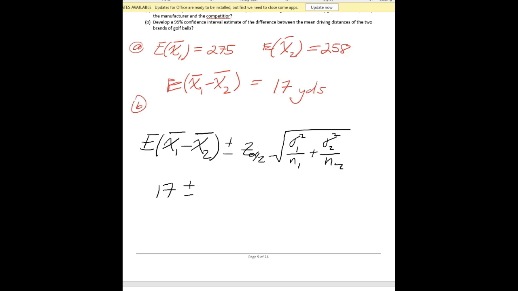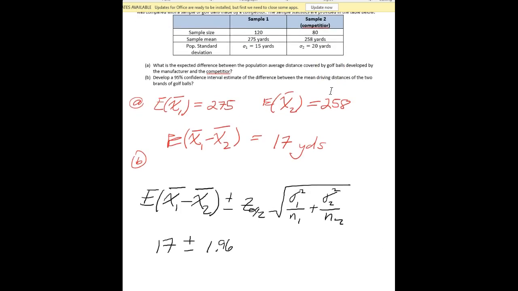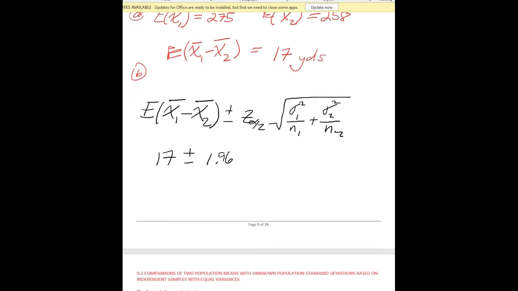If we're looking for a 95% confidence interval, this is one of those ones that we've memorized. So that's going to be 1.96 for our 95% confidence interval. And then we just go up for our information. So our sigma 1 is 15, our sigma 2 is 20. And then that's going to be 15 squared over our n1, which is 120, plus 20 squared over our n2, which is 80.